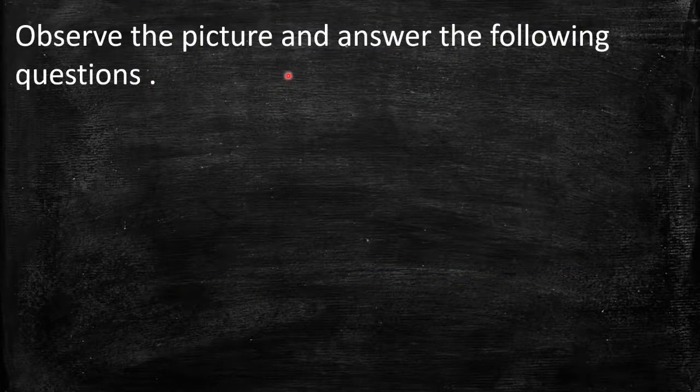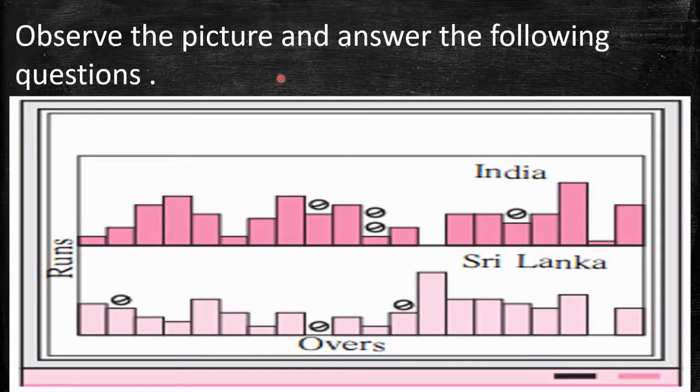Observe the picture and answer the following questions. Here you can see one picture. On a horizontal line you can see overs are written. On the vertical line you can see runs are written, and this is divided into two parts. First, India is written, and then Sri Lanka is written. So from this picture we have to answer the following questions.